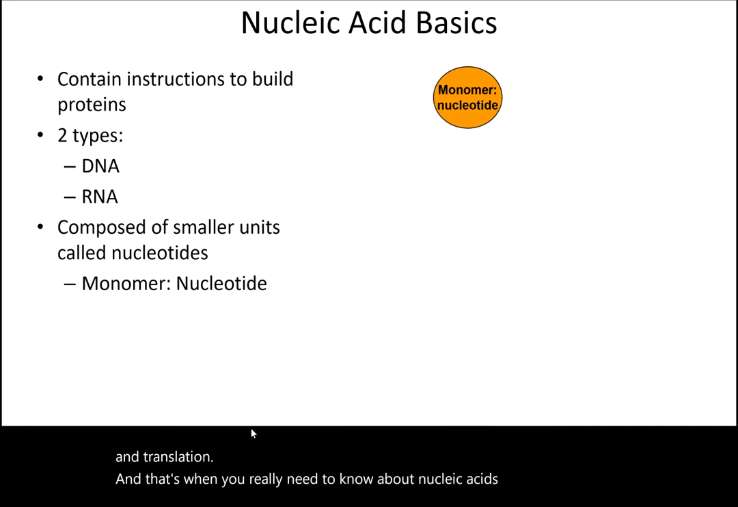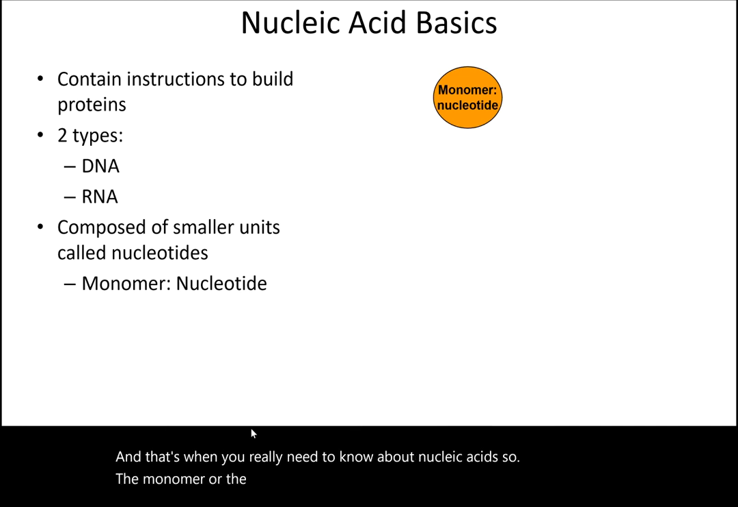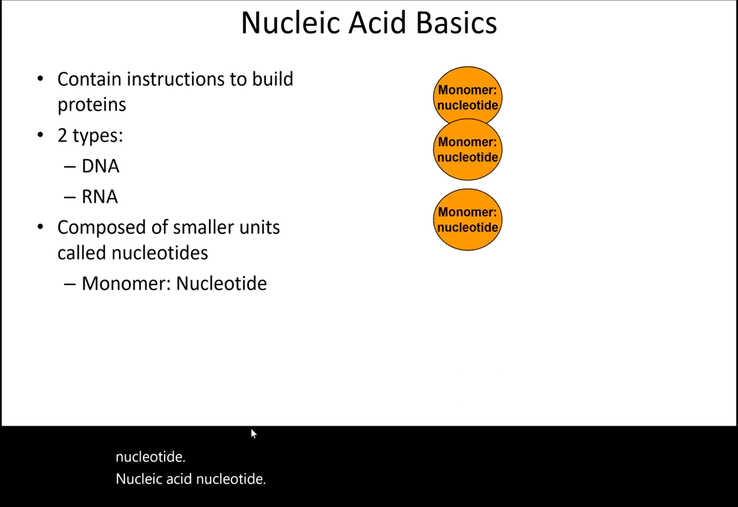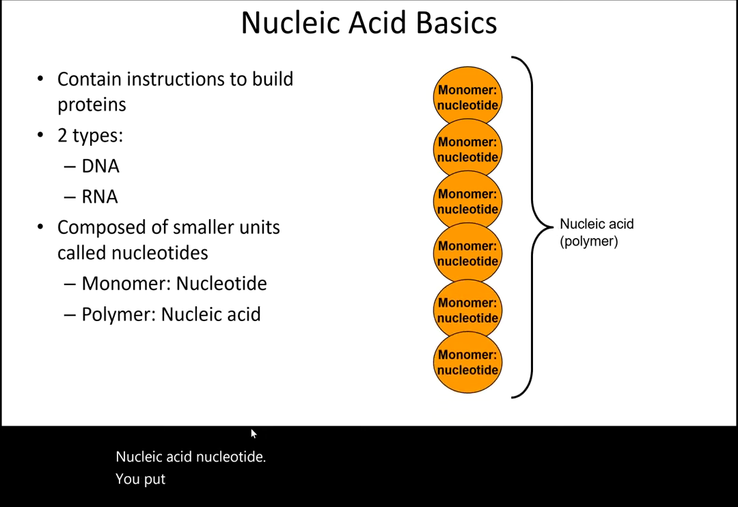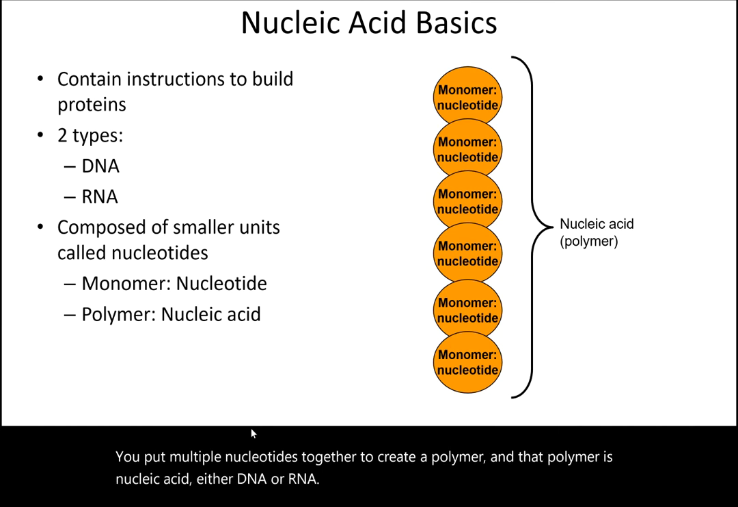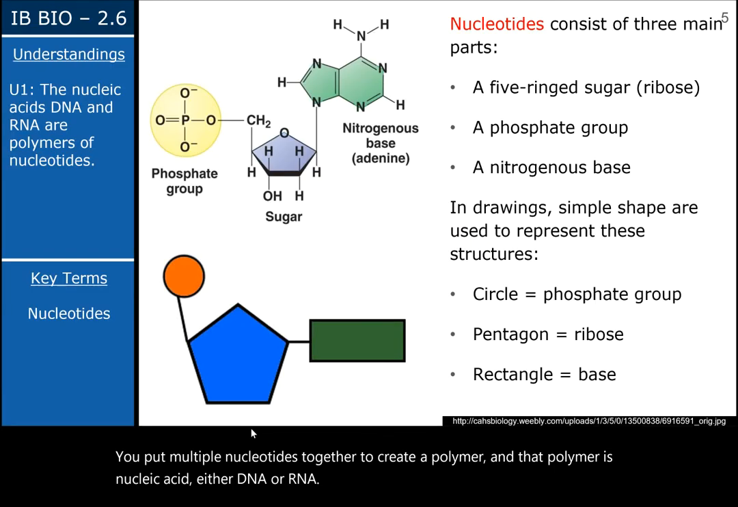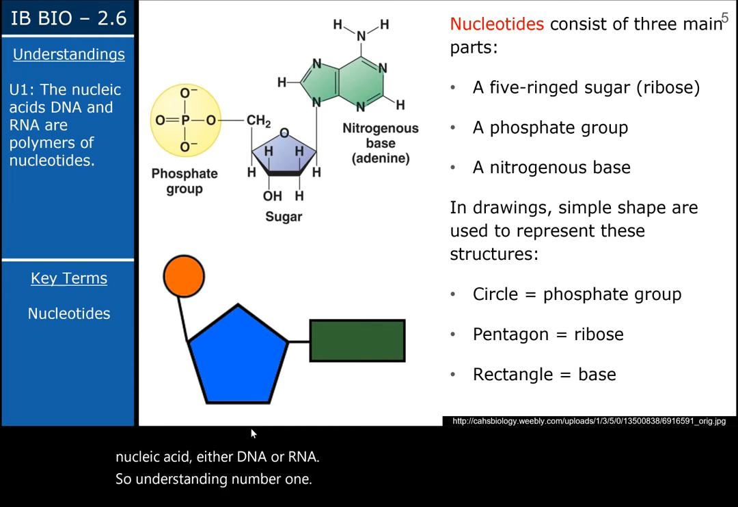So the monomer, or the simple building block of a nucleic acid, is called a nucleotide. Nucleic acid, nucleotide. You put multiple nucleotides together to create a polymer, and that polymer is nucleic acid, either DNA or RNA. So understanding number one, the nucleic acids DNA and RNA are polymers of nucleotides.